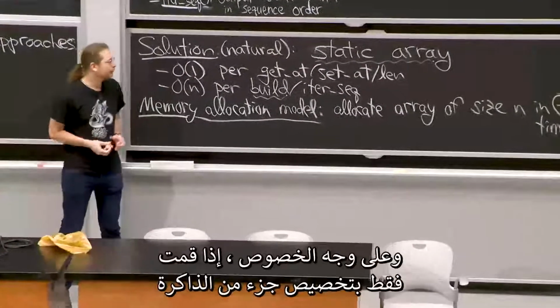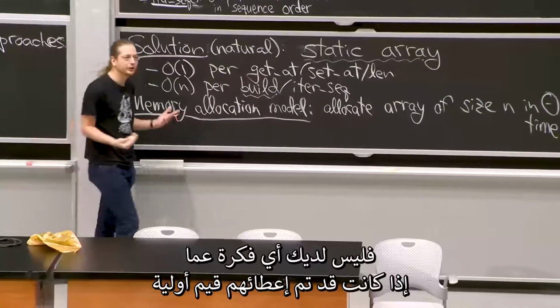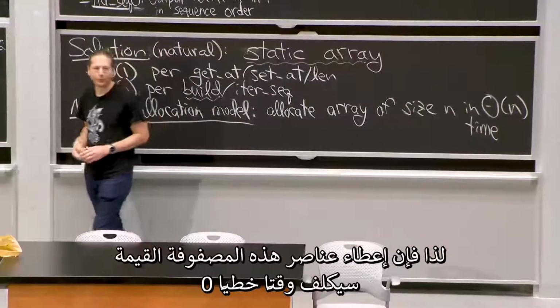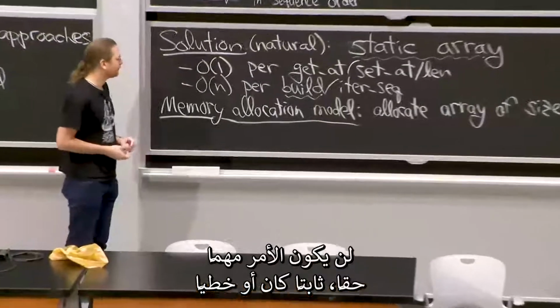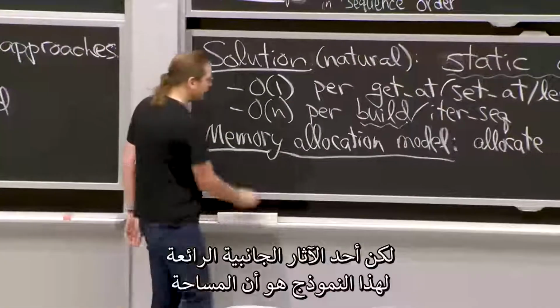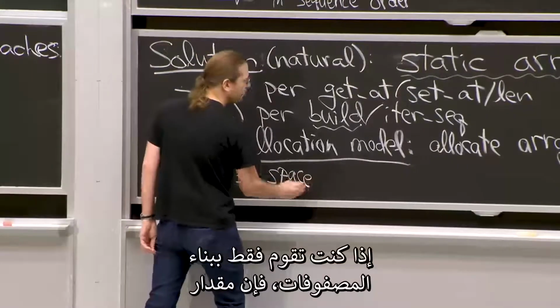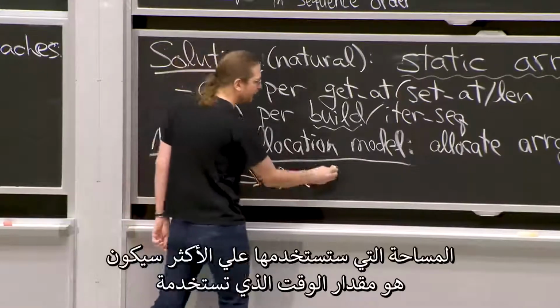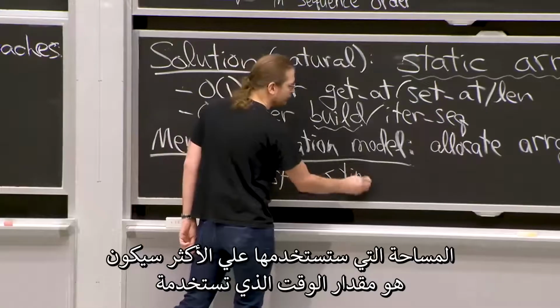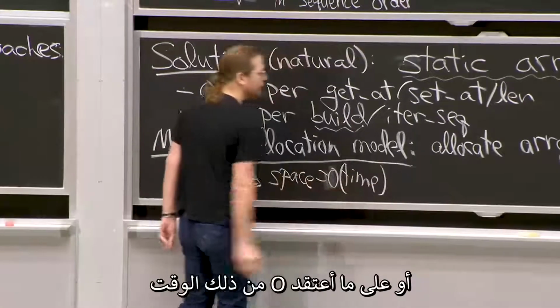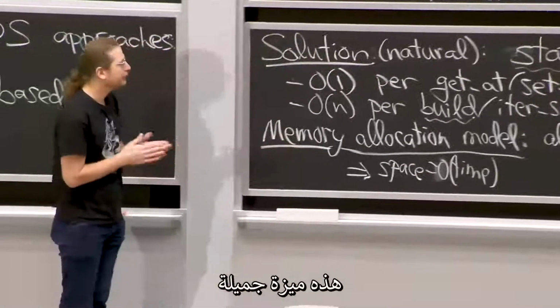And in particular, if you just allocate some chunk of memory, you have no idea whether it's initialized. So initializing that array to zeros will cost linear time. It won't really matter, constant versus linear. But a nice side effect of this model is that if you're just allocating arrays, the amount of space you use is at most the amount of time you use, or I guess big O of that. So that's a nice feature.